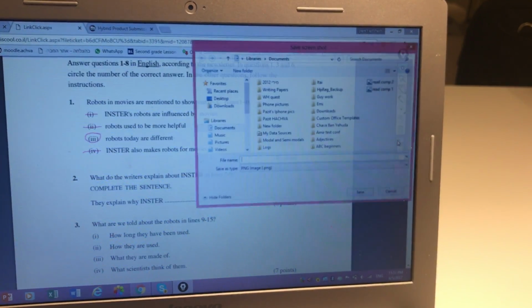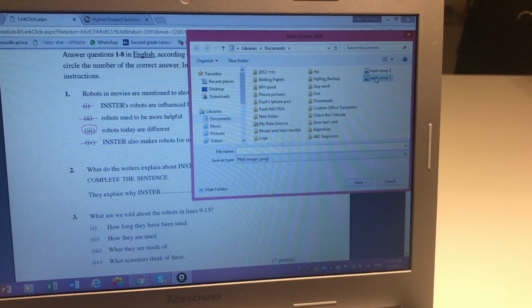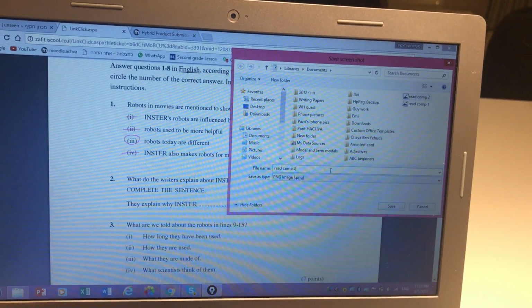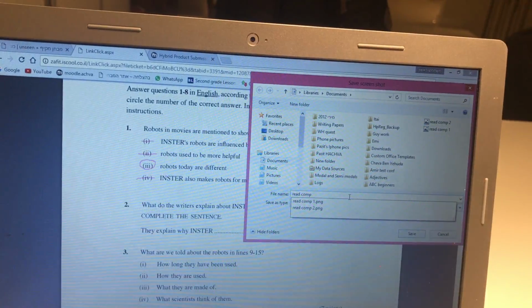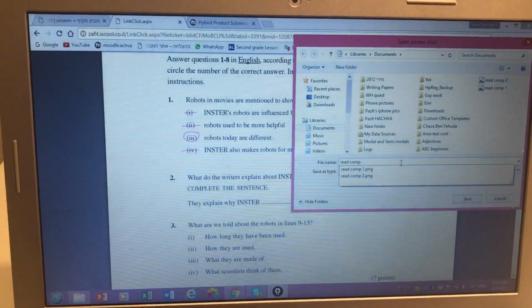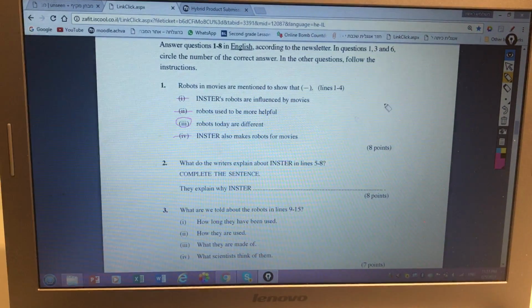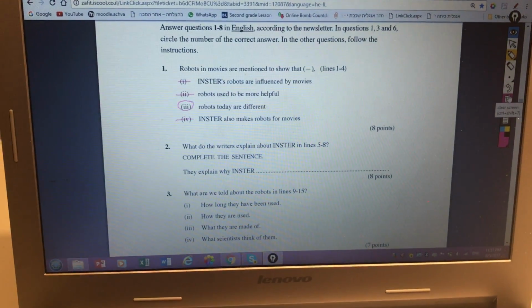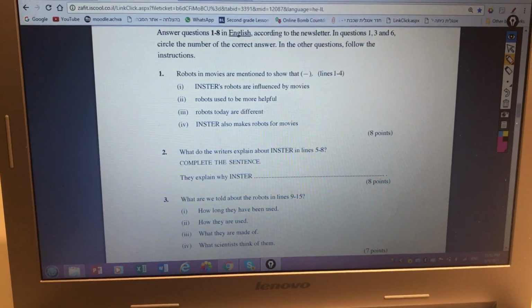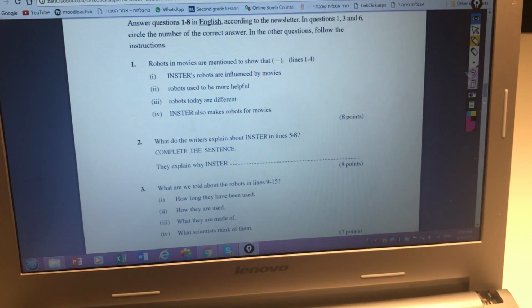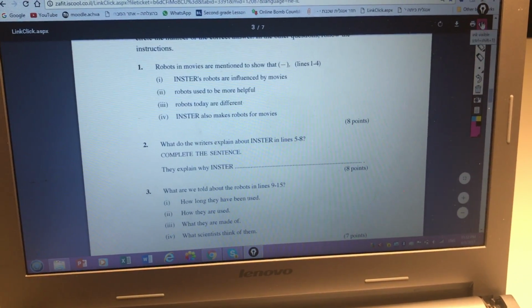Okay, I want to save this and I'm going to save it ReapComp 3. Okay, and I'm going to erase all the scribbling. Once again, same mistake. I'm going to close this up now.